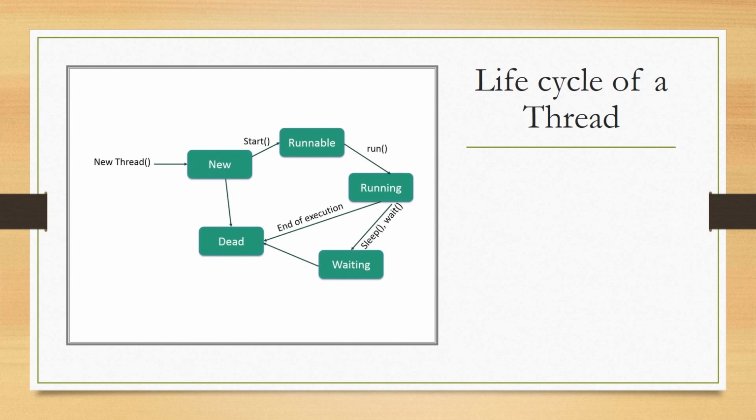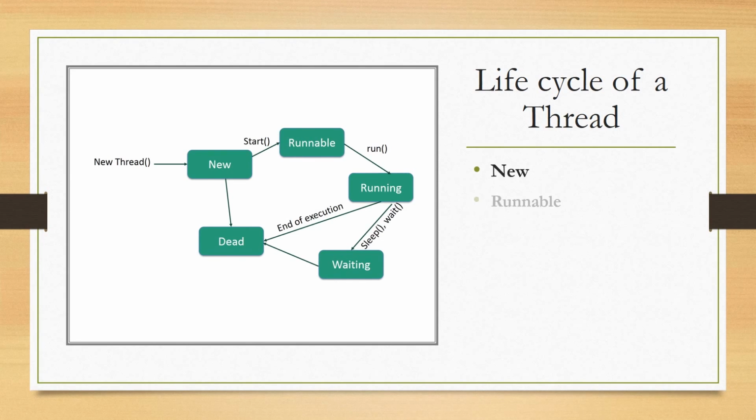Now, there's a life cycle of a thread. So I've got this diagram here, and let me explain that diagram. We have the new thread, which has the keyword new. A new thread begins its life cycle in the new state. It remains in this state until the program starts the thread. It is also referred to as a born thread.